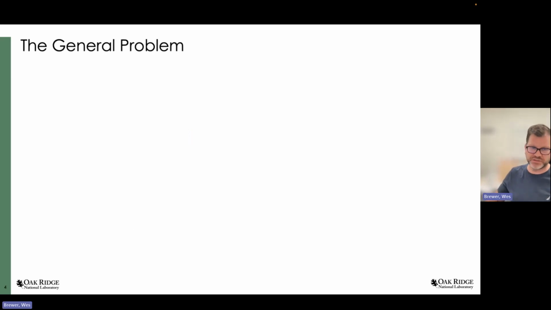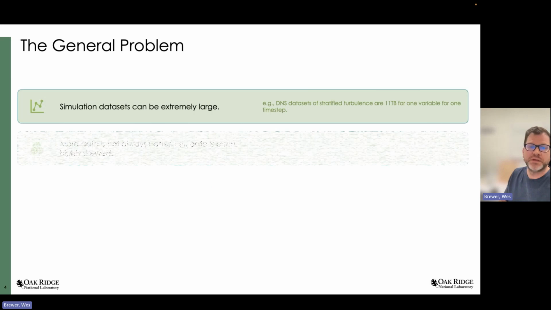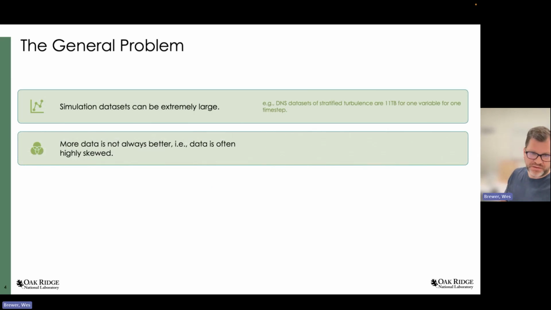So just to give the general problem here: simulation data sets can be extremely large. For example, DNS data sets of stratified turbulence are 11 terabytes for one variable for one time step. More data is not always better. The reason for this is that data is often highly skewed. There's a nice paper by Nakkiran et al. in 2019 that addresses this issue and shows, they actually prove, that less data of the right data, the correct amount of data, can actually produce better models than using more data in general.